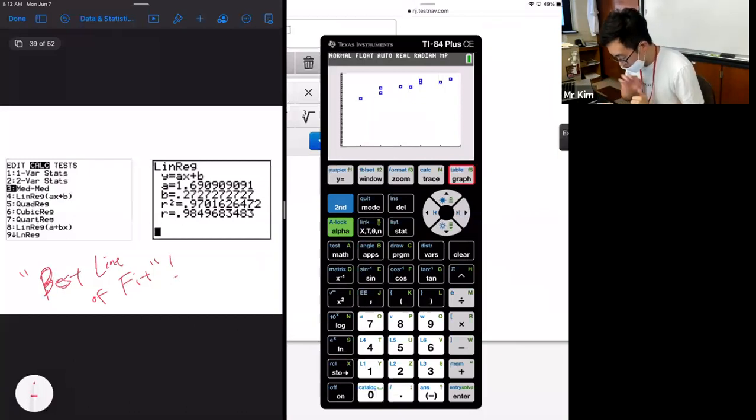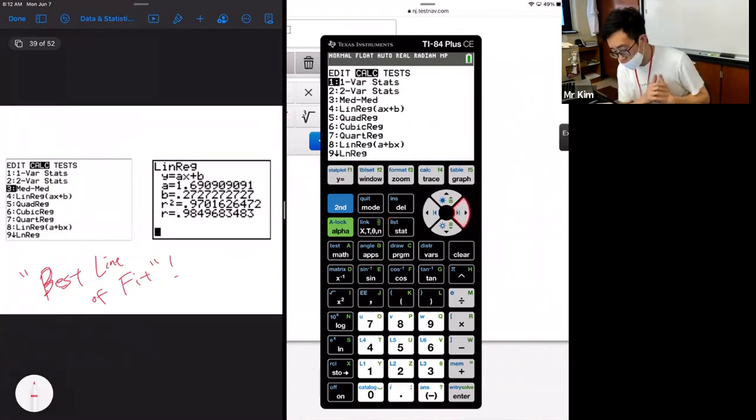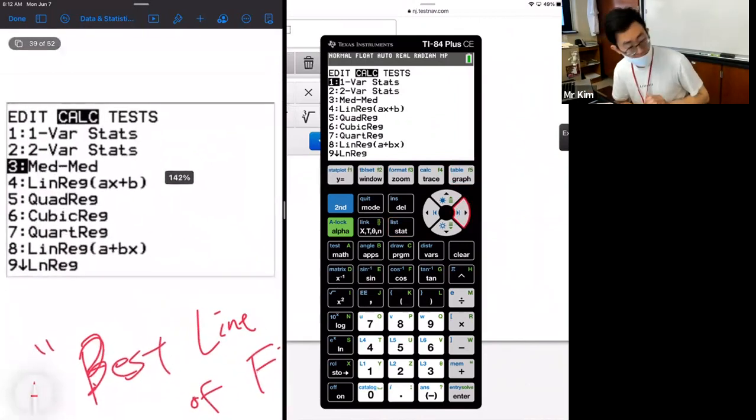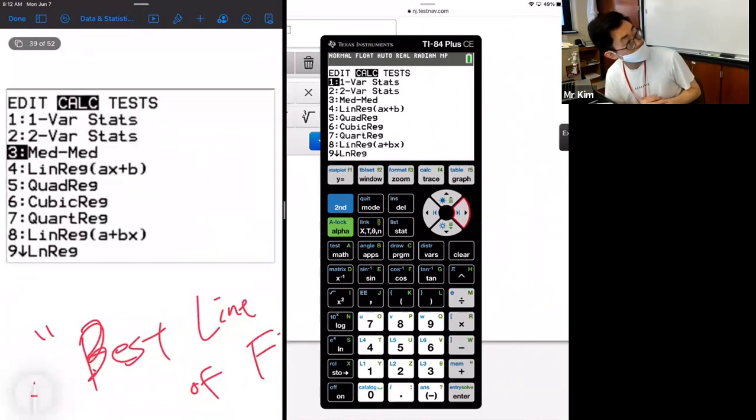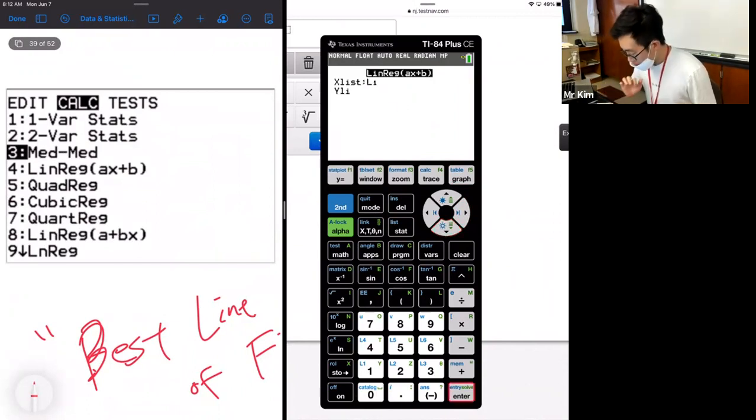We're going to go back to statistics, please. Let's go back to the button right there. And there, if you scroll one to the right here that says calc, this is this screen right here. If you press on number 4, it says linear regression. That is what we want to do. We want to find out the best line of fit. It's called a line for a reason. AX plus B, MX plus B, same thing. So that's the linear function of what we're going to do.